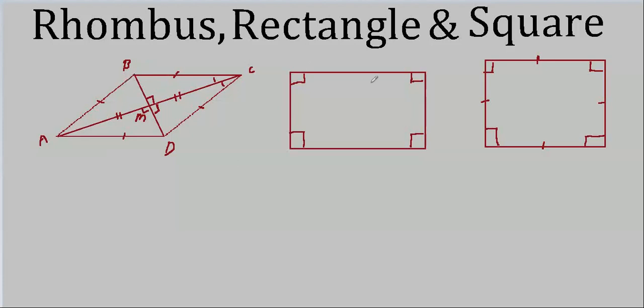Over here, we have another rule about rectangles. A parallelogram is a rectangle if these two diagonals are congruent. In other words, the fact that these two diagonals are congruent implies that all the corners are right angles. Interesting idea. Let's see what happens.